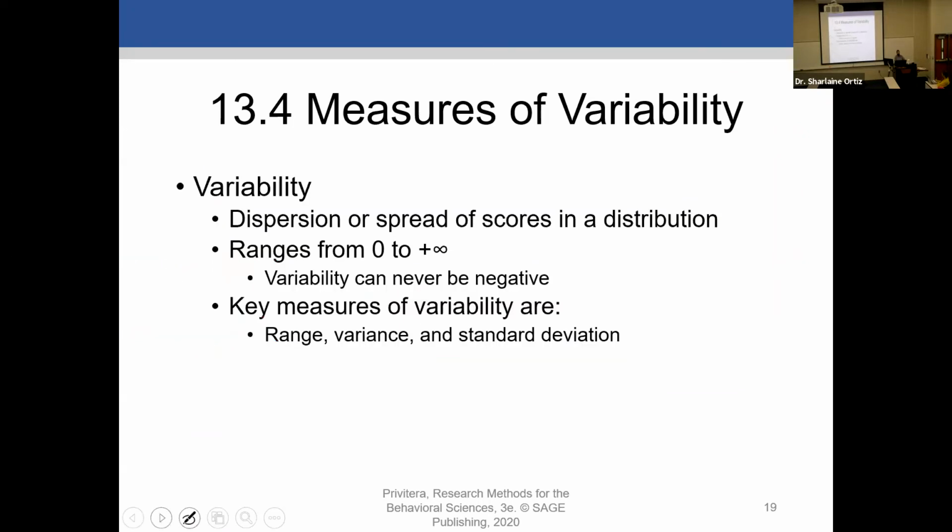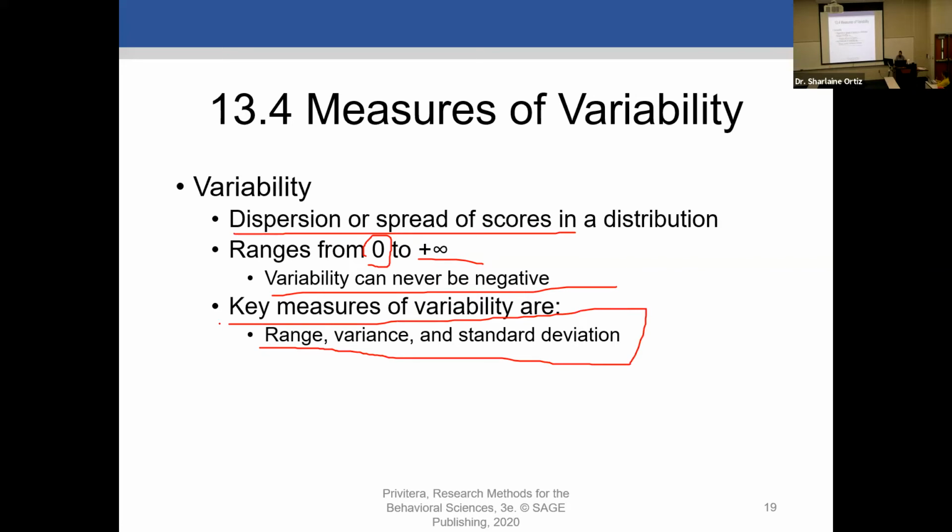Any questions about variability? Notice that variability, again, is that spread. How far they're moving away, or how close are they to that mean? It can be anything between 0 and infinity. It could be any number. Interestingly, variability can never be negative. How so? Well, because we have these specific measurements, and I'm going to cover each one in detail.